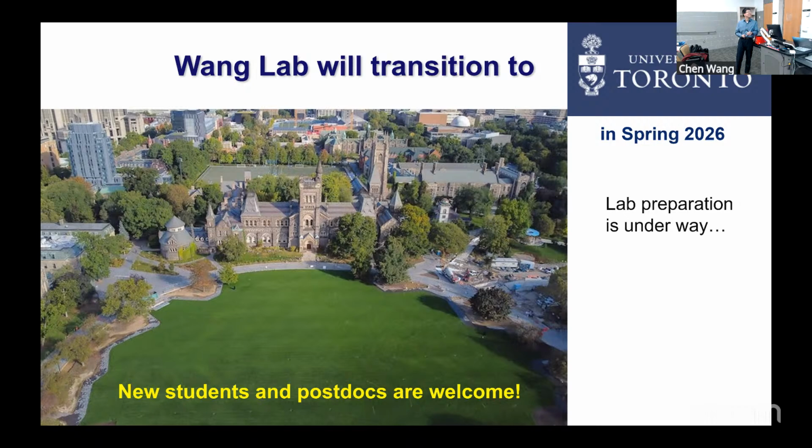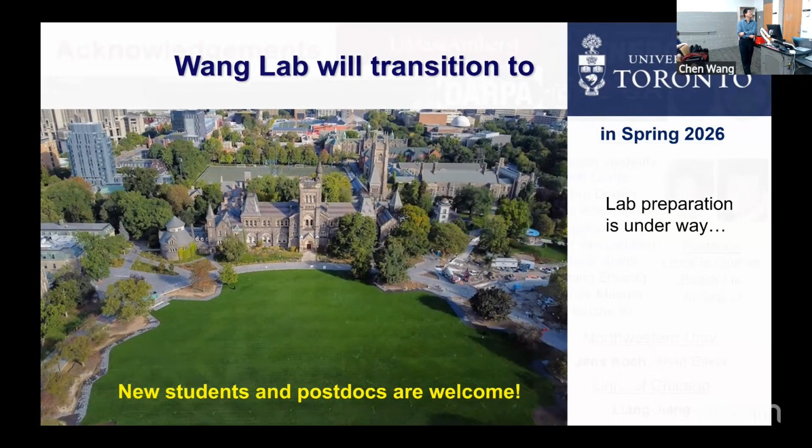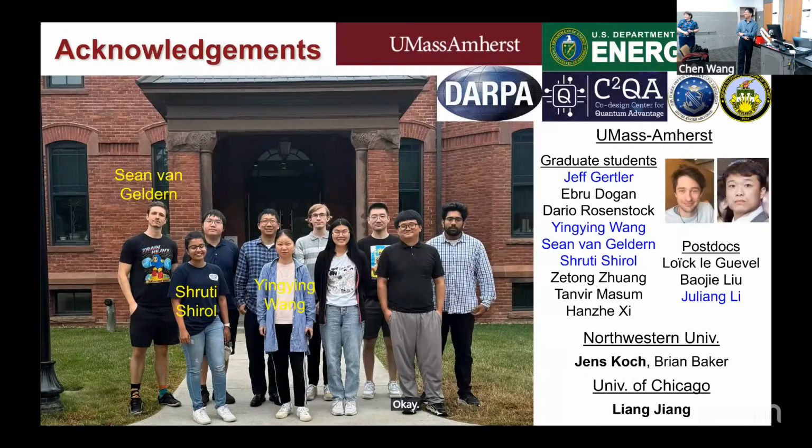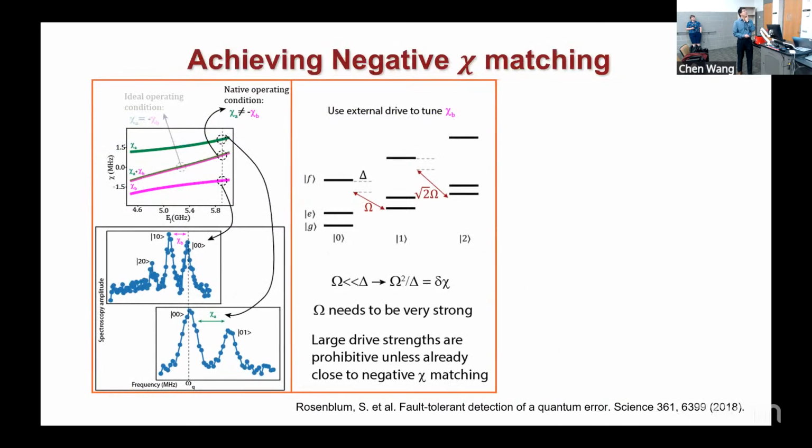Okay. Representation of the pair coherent states. What do you need, a phase parameter between the two.